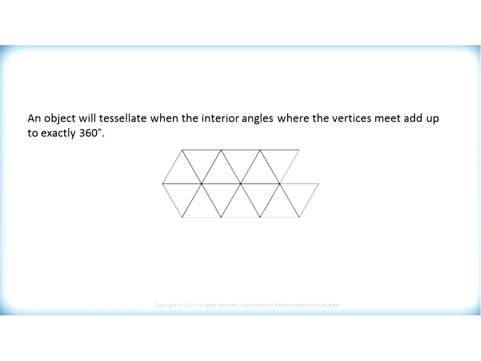So this is a pretty key piece of information right here. An object will tessellate when the interior angles where the vertices meet up add up to exactly 360 degrees. So for something to tessellate, the sum of the angles where they meet has to be 360 degrees. Otherwise, it will not tessellate.